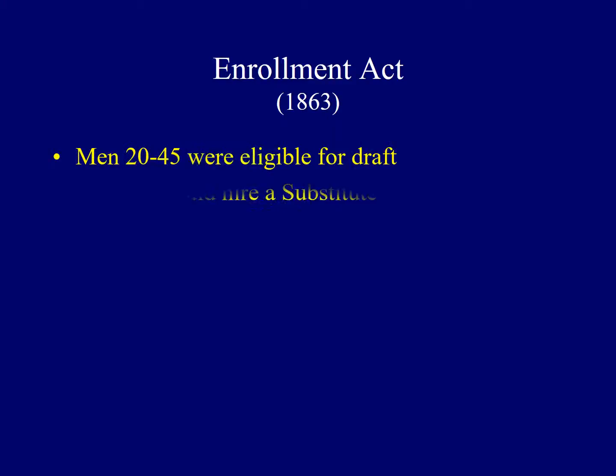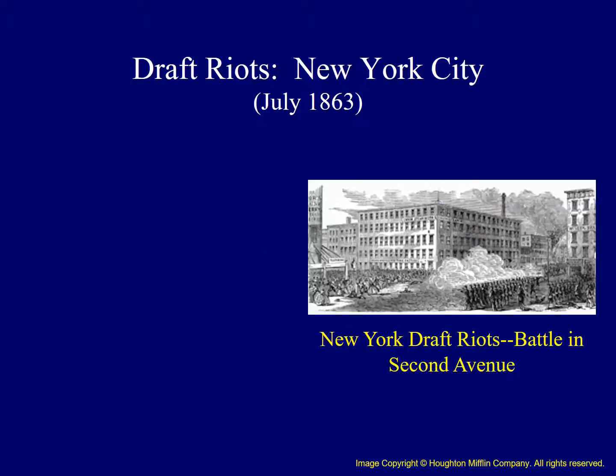Exemptions were allowed for many, but more controversial were provisions allowing a draftee to hire a substitute to serve in his place. Furthermore, if one could not find a substitute, draftees could pay $300 to avoid service in the Army. This prompted cries of "Rich man's war, poor man's fight." It also led to draft riots in some areas, the largest of which took place in New York City.